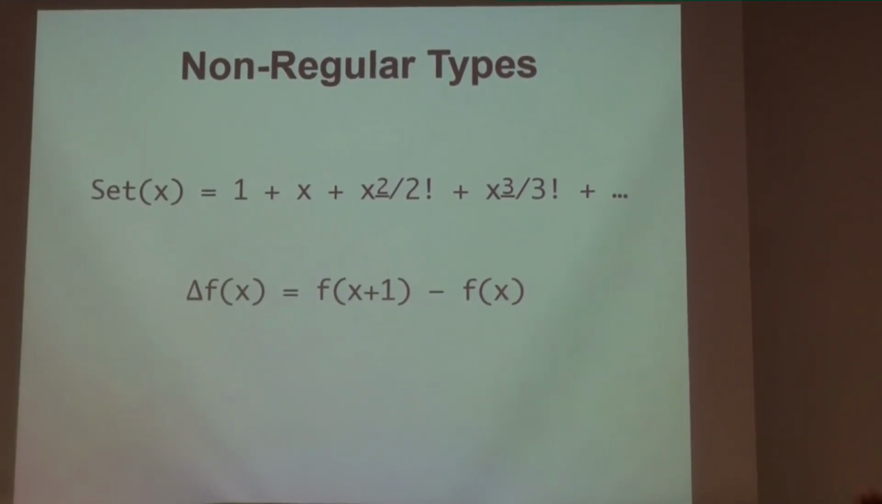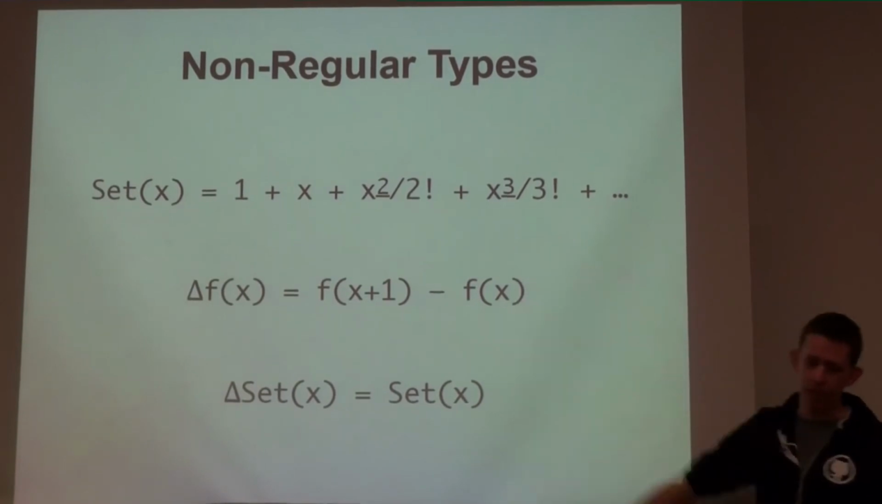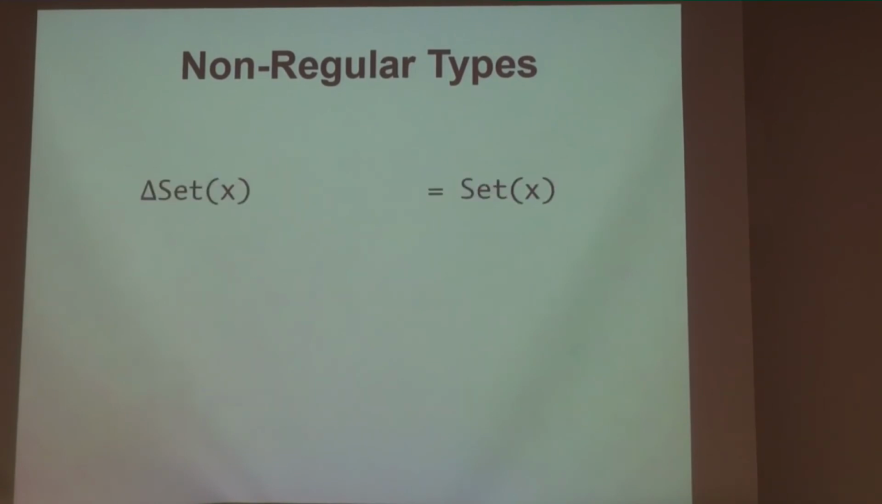And you can do a little bit of calculus and see this for yourself. But the cool thing is, if you take this operator and apply it to this, and do all the algebra and work it out, you find that you get the same thing back again. So set is a fixed point of this forward difference operator. So what's this telling us? Well, it's telling us the forward difference of a set is just a set, and the forward difference of a set is a set of x plus 1s minus a set of x's, and that's equal to a set of x's.